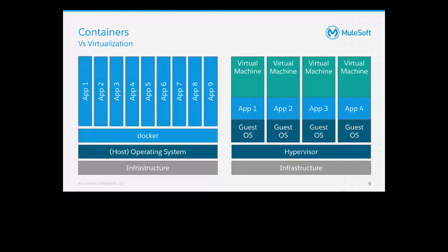Now, I'm not saying that you can run 9 applications in Docker and only 4 in a virtual machine. That's just a graphic. But it is true that Docker containers have less overhead because they don't require additional guest operating systems on the same infrastructure. So therefore, it should be able to process more application logic than a virtual machine. I hope that's clear, and if not, then I'll read the questions later on in the session.